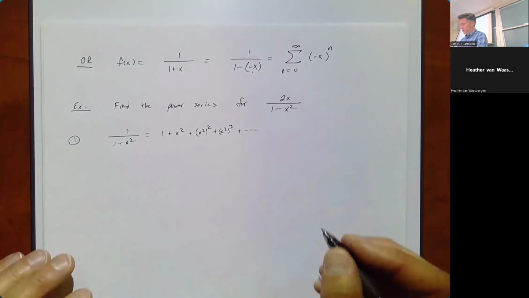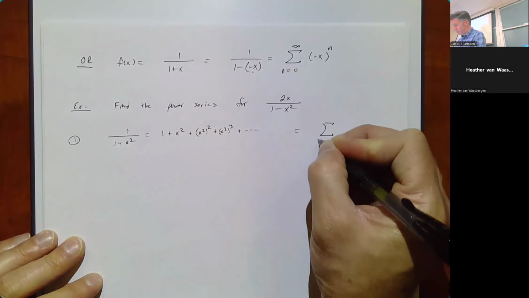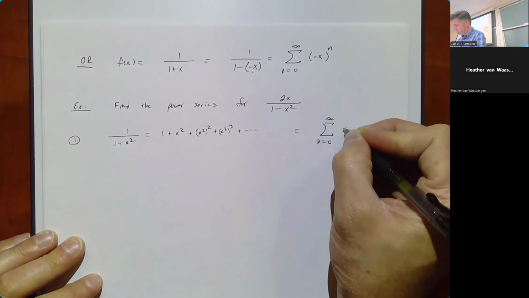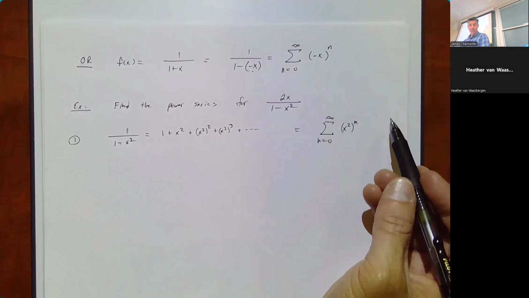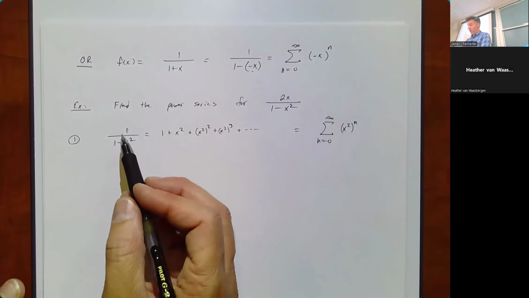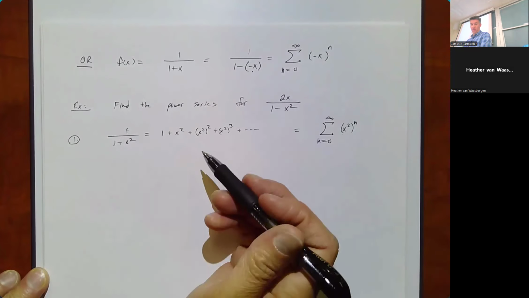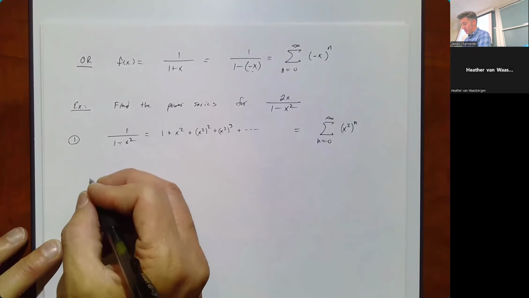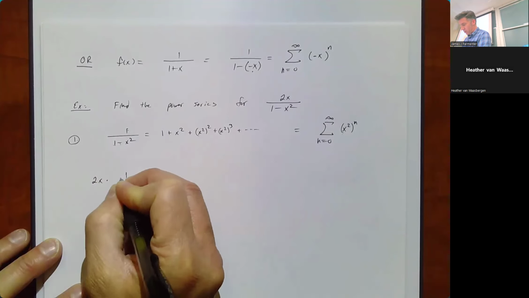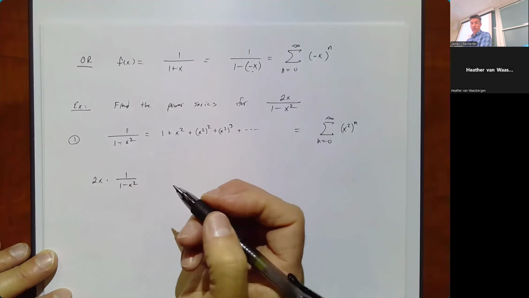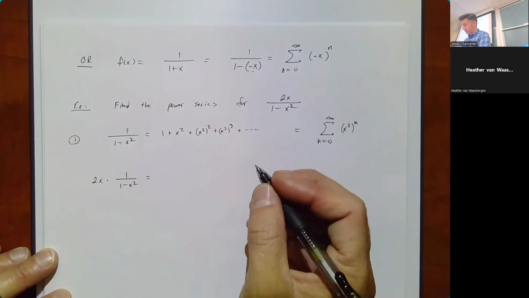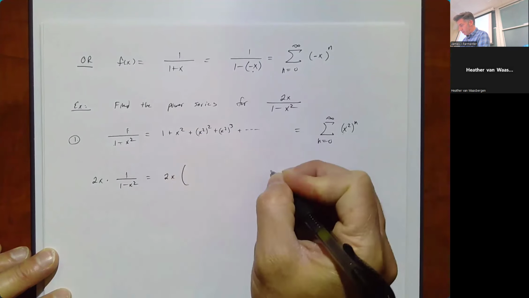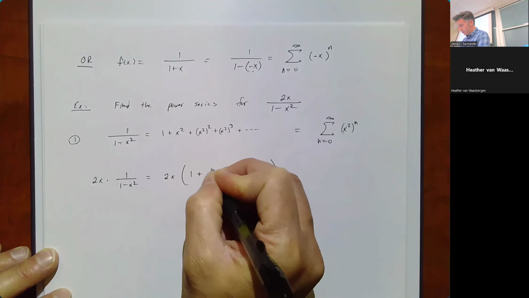Which, yeah, we could write the summation notation for. We don't really need to at this point, but I will anyway, because why not? So you write it as a sum from n equals 0 to infinity of x squared to the n, or you can simplify that as x to the 2n. And then I really want 2x times 1 over 1 minus x squared, so I'm just going to multiply everything by 2x. So 2x times 1 over 1 minus x squared is the same as 2x over 1 minus x squared. And I'm literally multiplying every one of these terms by 2x. So it's going to be 2x times all of this.